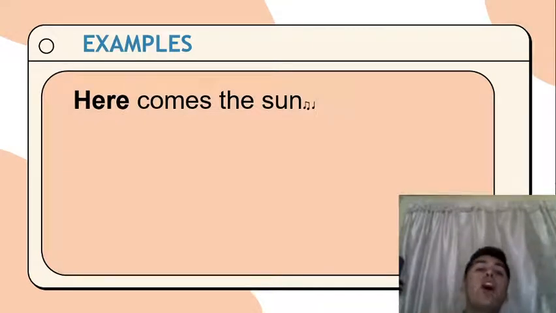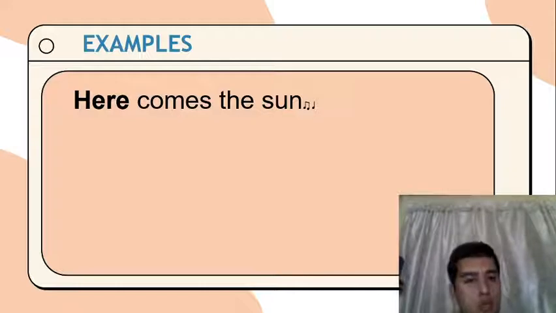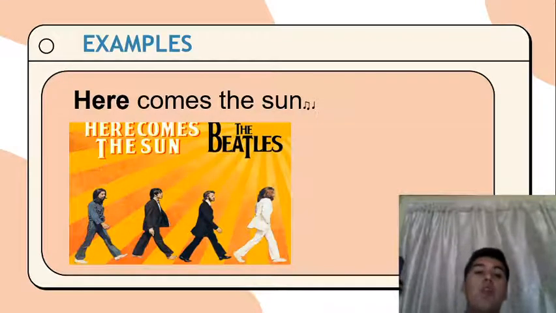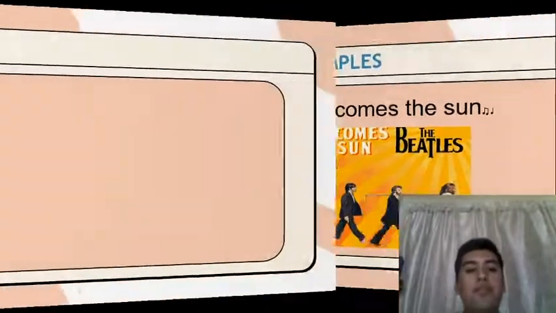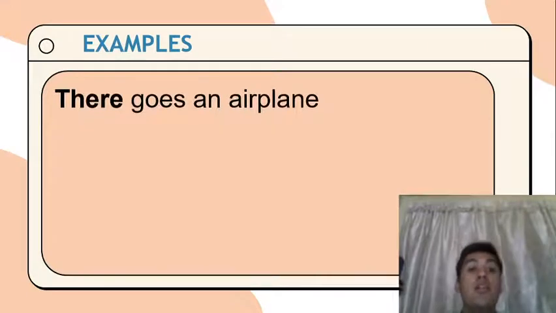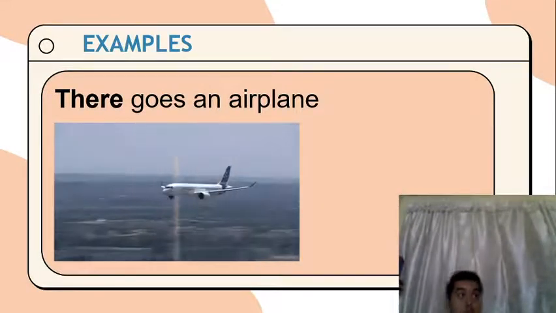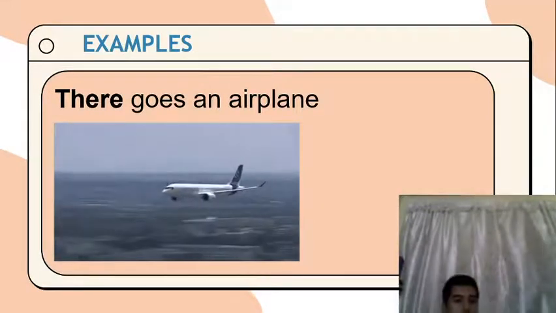Examples. Here comes the sun. Now, what is it? The subject. Here Comes the Sun was a popular song from the Beatles. There goes an airplane. There goes an airplane.